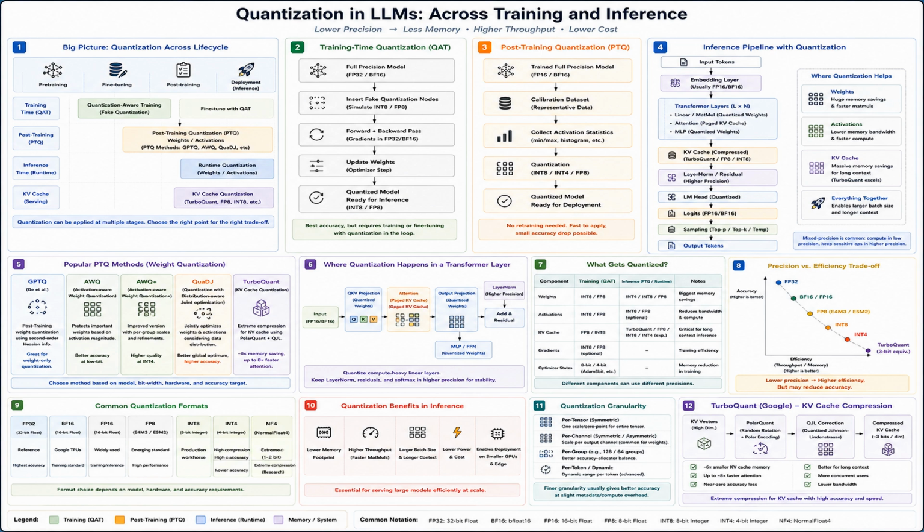To sum it up, quantization has evolved from simple weight compression to a full system-level optimization. Earlier methods focused on weights. Modern approaches like AWQ, GPTQ, and QuadJ improve accuracy at lower precision. And now, TurboQuant extends quantization into runtime memory, fundamentally changing how LLMs scale. This is what makes large-scale, efficient AI systems possible.